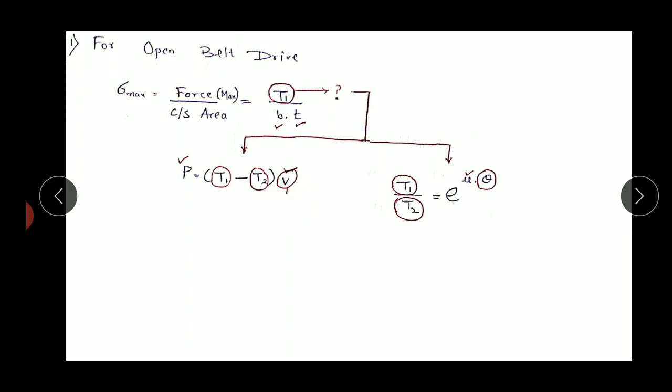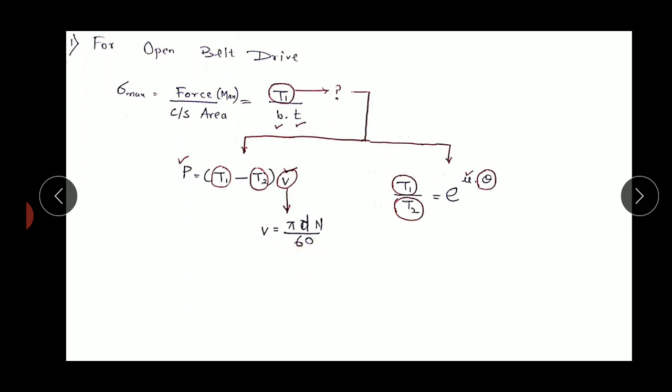So small v we can easily find. Velocity of the belt is given by pi dn upon 60. So velocity of the belt is pi dn upon 60; either you can take d2 n2 or d1 n1, pi d1 n1 upon 60, or you can take it as pi d2 n2 upon 60, because the belt runs at a constant speed whether it is over the driving pulley or the driven pulley.